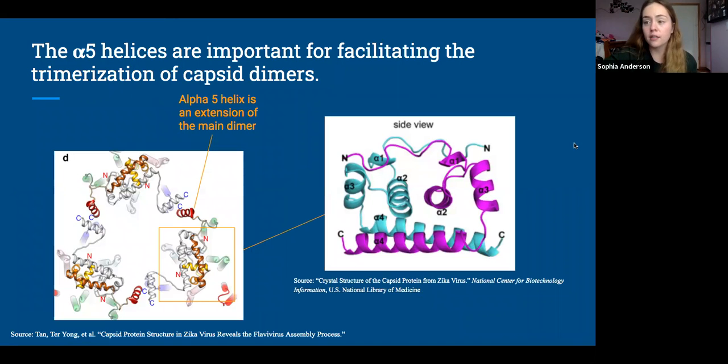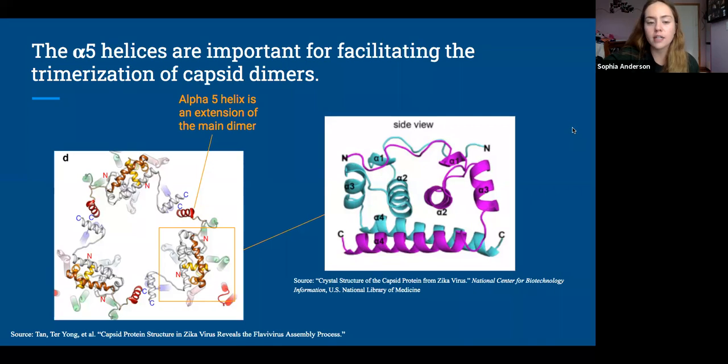The alpha-5 helices on the capsid protein play an essential role in the trimerization of capsid dimers. In other words, the hydrophobic interactions that take place on and around the alpha-5 helix allow for the formation of the protein capsid's quaternary structure, which, along with the structural proteins, form the previously mentioned assembly unit.